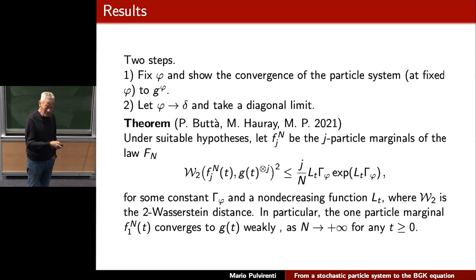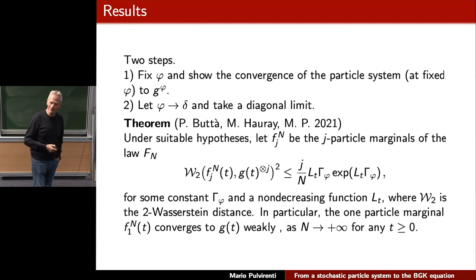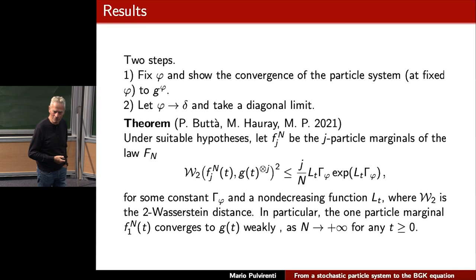This diagonal limit means that you have to remove delta with log of n or something like that. It depends on the number of Gronwall lemma you apply in the proof, in the particle proof.